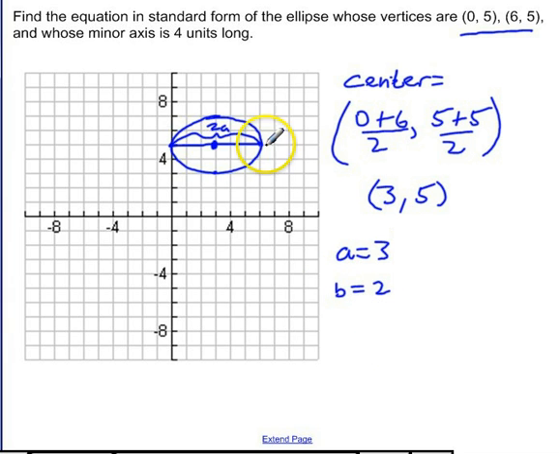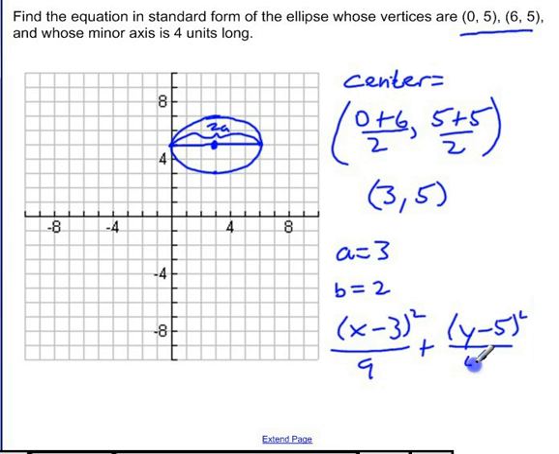And since the major axis is horizontal, we're going to put A squared underneath X. So I've got X minus 3 squared over A squared plus Y minus 5 squared over B squared equals 1. And you've got yourself the equation of that ellipse in standard form.